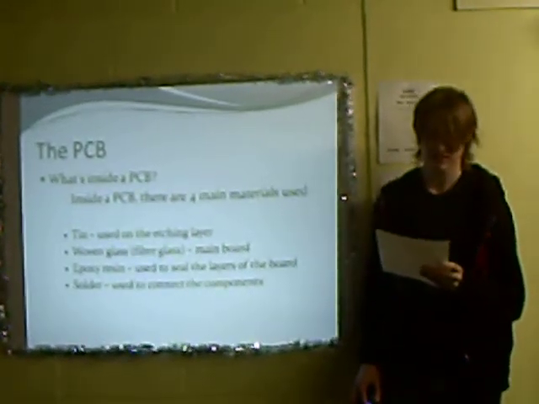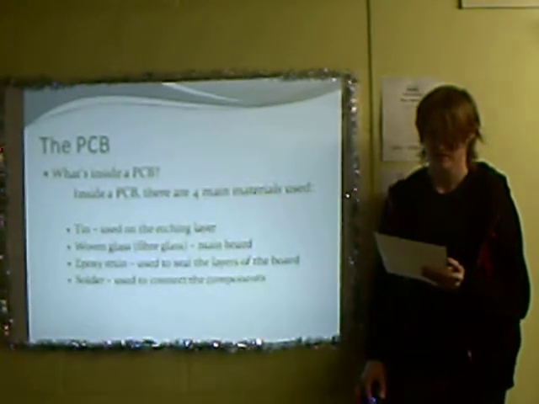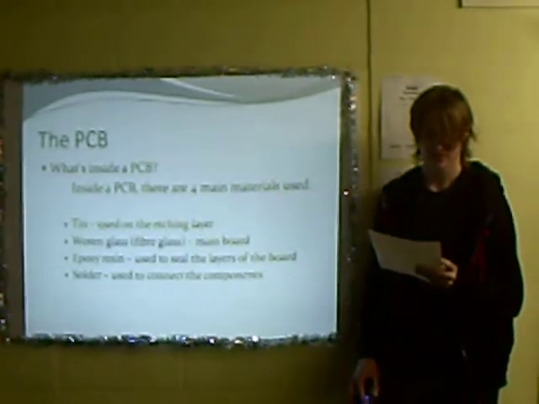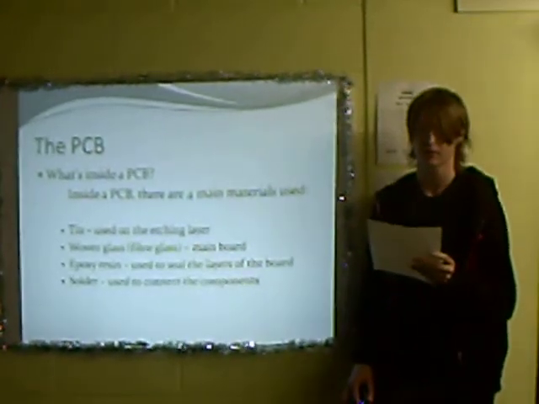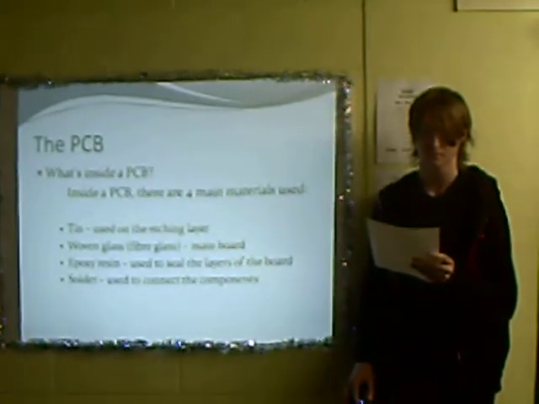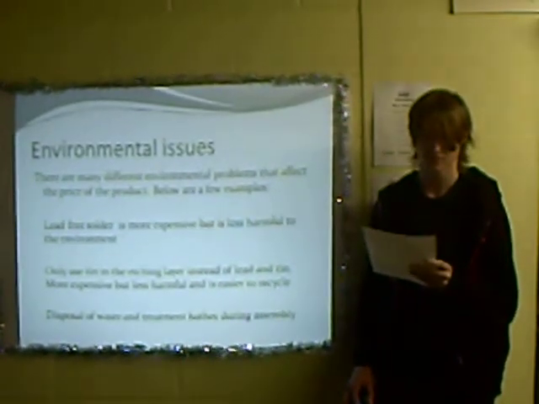I researched the PCB to see how its construction and parts were influenced by environmental issues and whether that increased the price. I found that the PCB has 4 main components: tin, fiberglass, epoxy resin and solder. There are many different environmental issues that affect the price of the product.